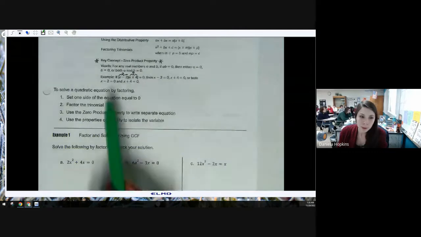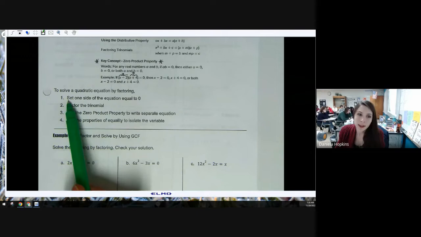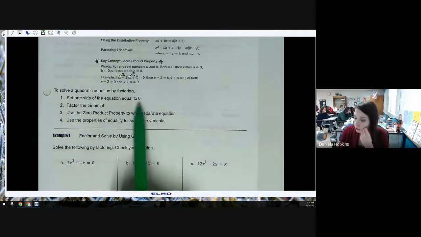So I gave you some steps here. You guys know we love this book so much. It focuses on, first of all, we're not just ever going to leave it in factored form. I know in Algebra 1 a lot, we would say either solve the quadratic or we would say factor the quadratic, and you would just stop at factoring. Here you're actually going to solve.